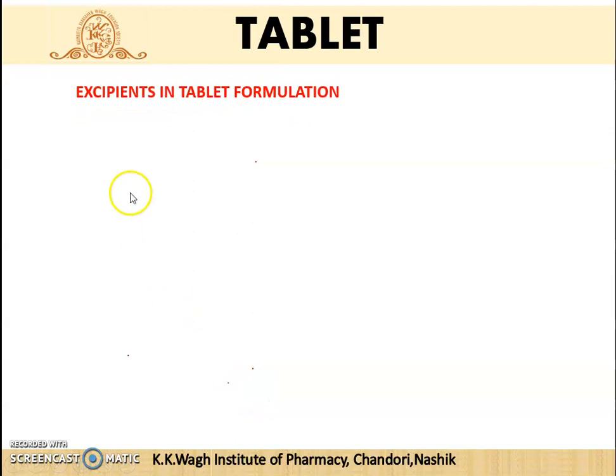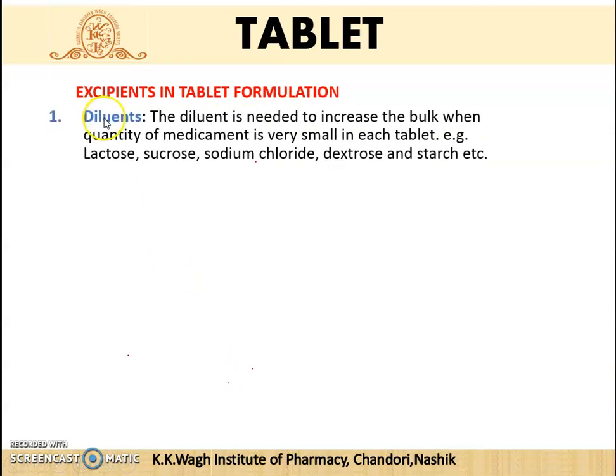Then we can see the excipients in tablet formulations. There are a number of excipients. Amongst them, the first one is diluents. Diluents are added to increase the bulk of the quantity when the medicament is very small in each tablet. Examples of it are lactose, sucrose, sodium chloride, dextrose, starch, etc.